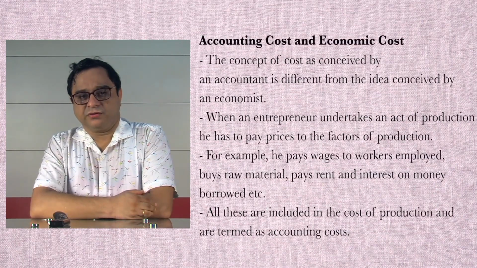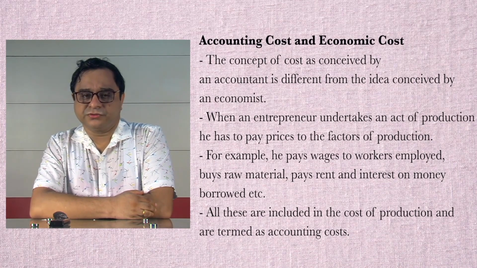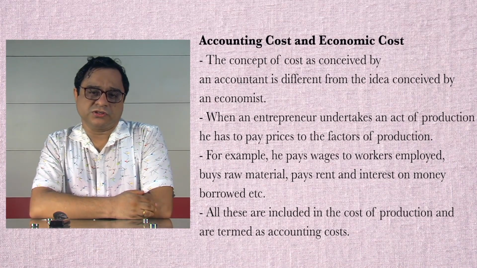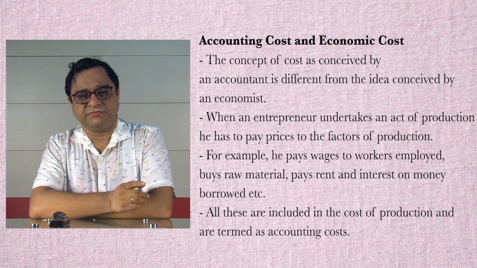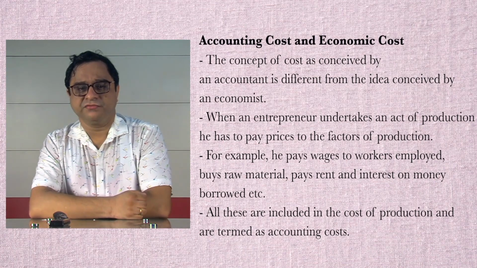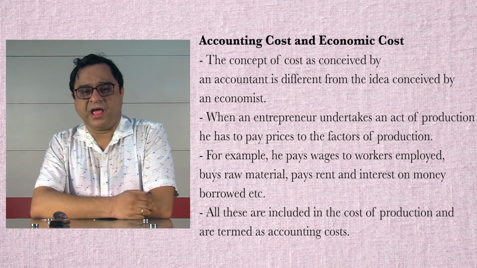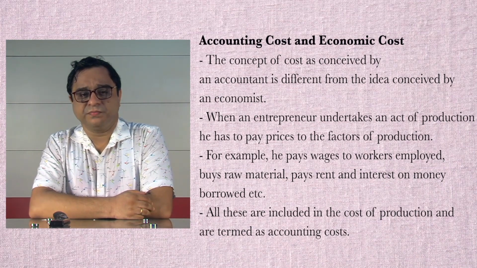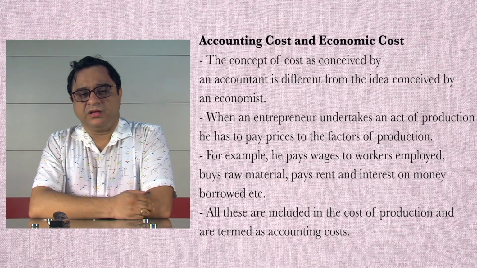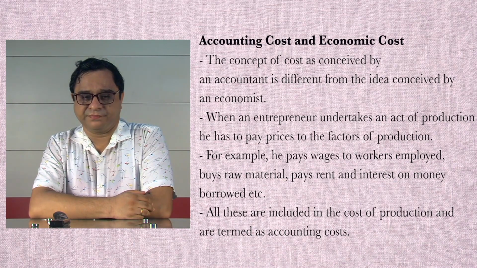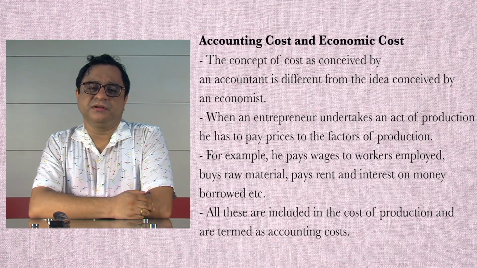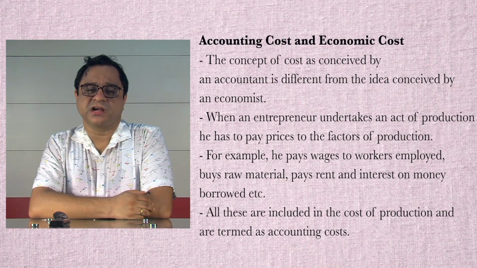Accounting cost and economic cost. Please note that the concept of cost as conceived by an accountant is different from the idea conceived by an economist. When an entrepreneur undertakes an act of production, he has to pay prices to the factors of production. For example, he pays wages to the workers employed, buys raw material, pays rent and interest on money borrowed, etc. All these are included in the cost of production and are termed as accounting cost.